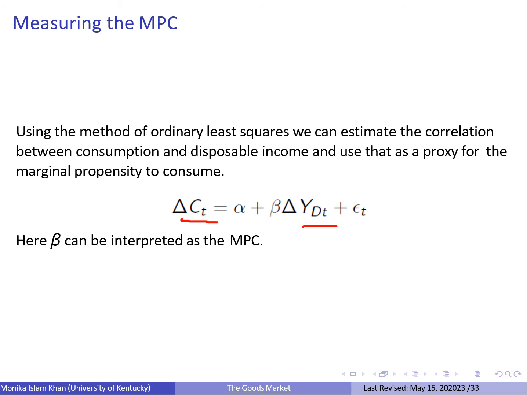We can estimate the following equation by running ordinary least squares regression. Here, change in consumption at time t equals alpha plus beta times change in disposable income at time t plus epsilon t. We're basically estimating the correlation between change in consumption and change in disposable income. In this equation, this beta is your marginal propensity to consume.